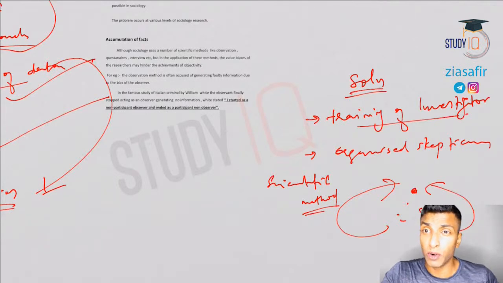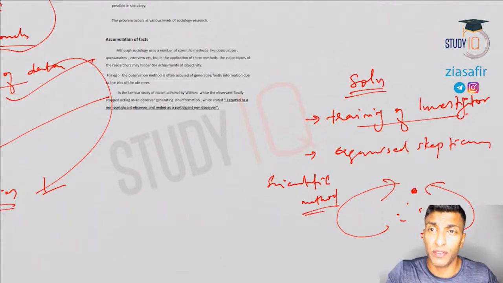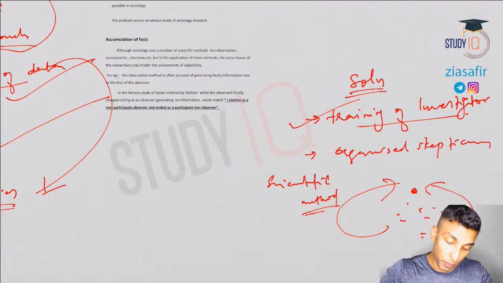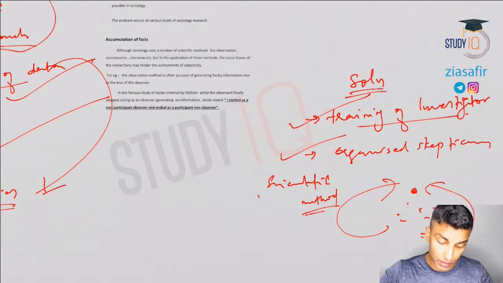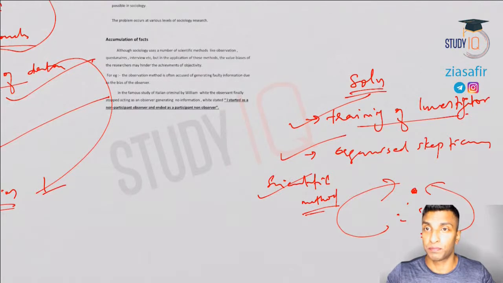Now if the question is about absolute objectivity, is that possible? It is never possible. Why? Because you are dealing with human beings whose behavior can never be predicted. You cannot establish a cause and effect relationship objectively, no doubt. But sociologists can try to ensure maximum possible objectivity with proper training, organized skepticism, use of scientific methods, etc. So I hope you can write a very good conclusion also.